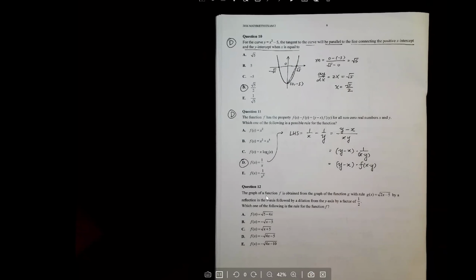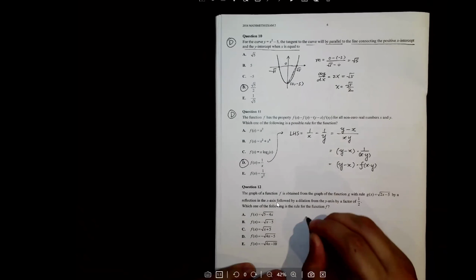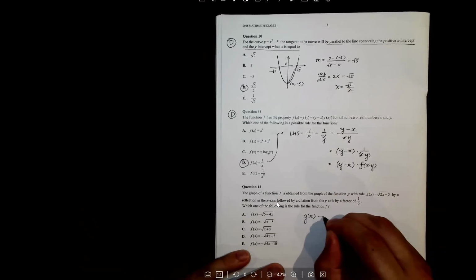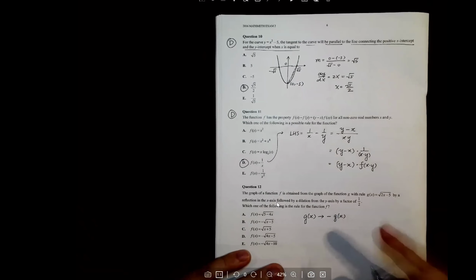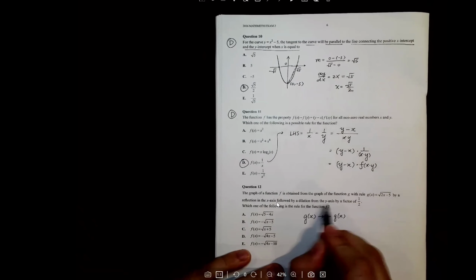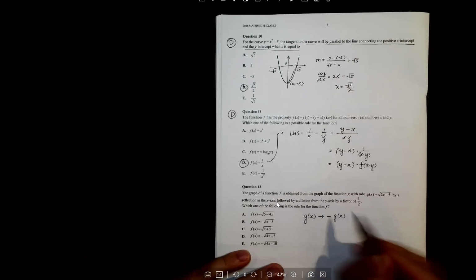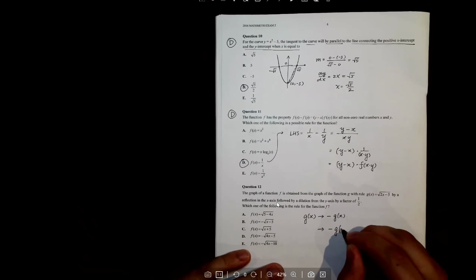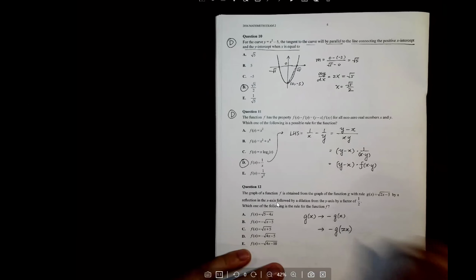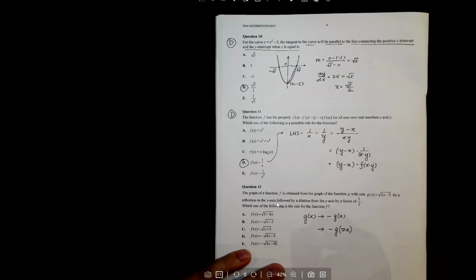Okay, next question, question 12. The graph of a function f is obtained from the graph of the function g with rule by reflection in the x-axis. So g of x will become minus g of x. So reflect that upside down. And then by a dilation factor from the y-axis by a factor of half. From minus g(x), you get a minus g of 2x. Okay? And that is something you obtain.